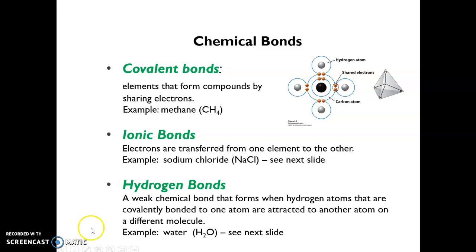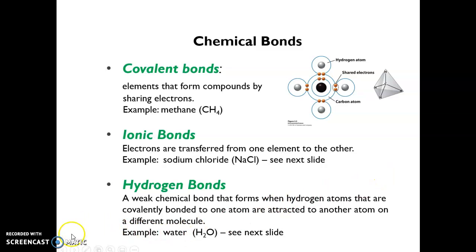Now we're going to look at another type of covalent bond, which is called a hydrogen bond. Now that I look at it, perhaps I should have put hydrogen bonds under covalent bonds. But it's a very specific type. A hydrogen bond forms when there's a weak chemical bond between hydrogen atoms that are covalently bonded to one atom but are attracted to another atom on a different molecule. That sounds more complicated than it is.